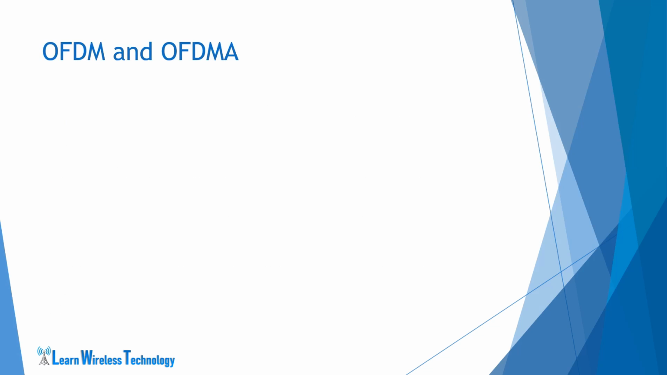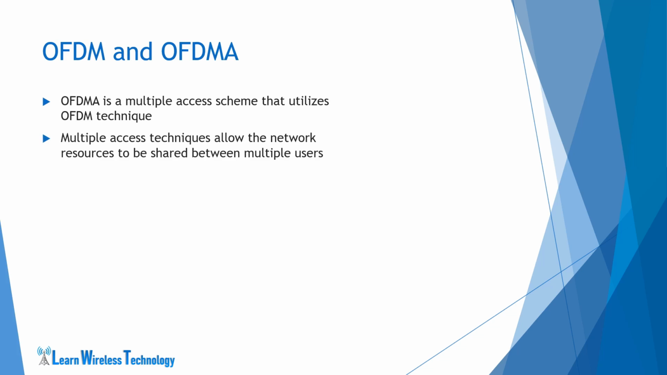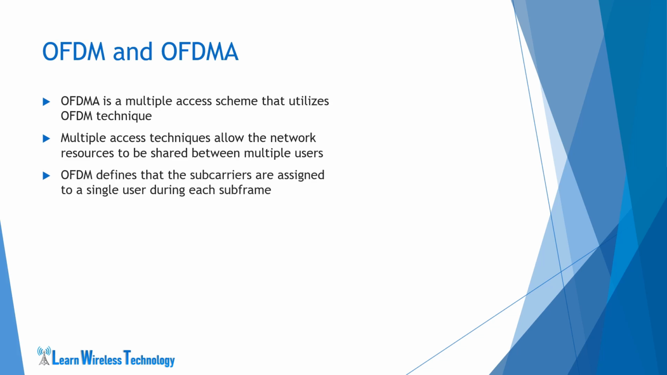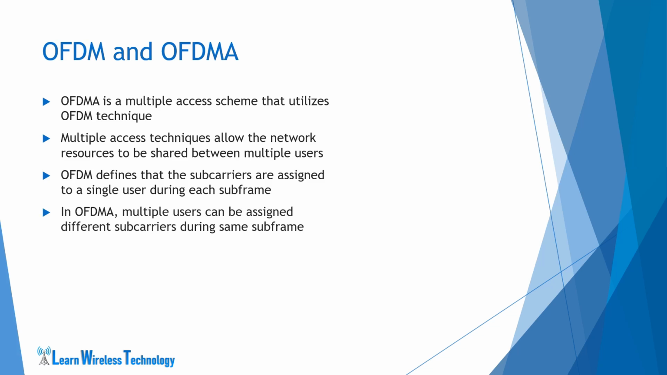Now let's understand one thing here, that we have been talking about OFDM throughout this tutorial. OFDM is a multiplexing technique or a modulation technique, as we discussed. Now there is a slight difference between OFDM and OFDMA. OFDMA is a multiple access scheme that utilizes the OFDM technique. Multiple access techniques, as we know, allow the network resources to be shared between multiple users. The description that we saw till now on OFDM defines that the subcarriers are assigned to a single user during each subframe. But in OFDMA, however, multiple users can be assigned different subcarriers during the same subframe.